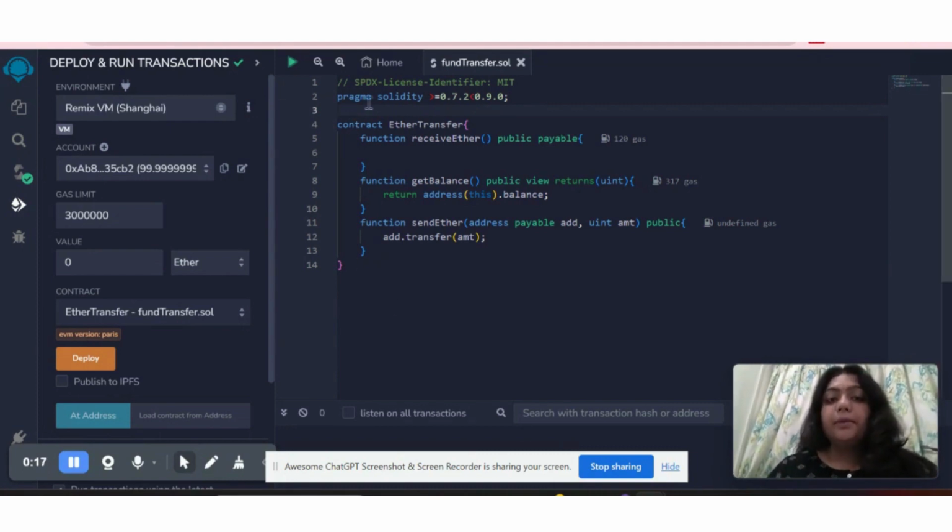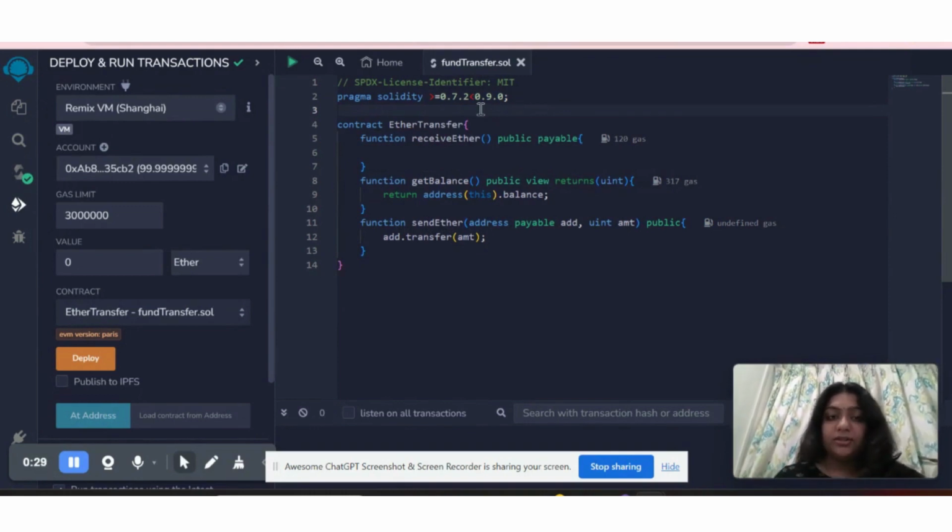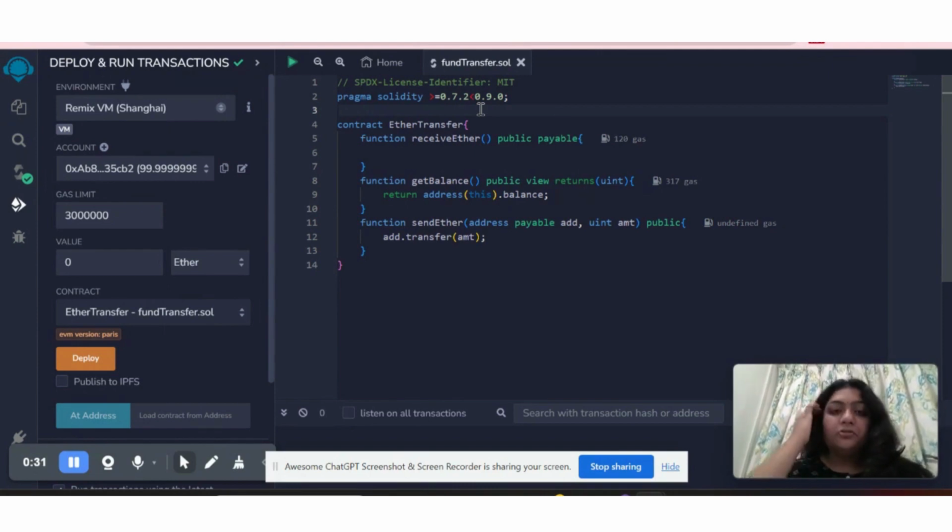Initially, we can see the pragma solidity, which is for the version definition. Here we are showing that our version is greater than 0.7.2 and less than 0.9. So if the current system version is 0.8.21, even though there is a modification, it still satisfies. That is the reason we are using this declaration of the pragma version. The contract name is EtherTransfer, which is given to the complete contract.